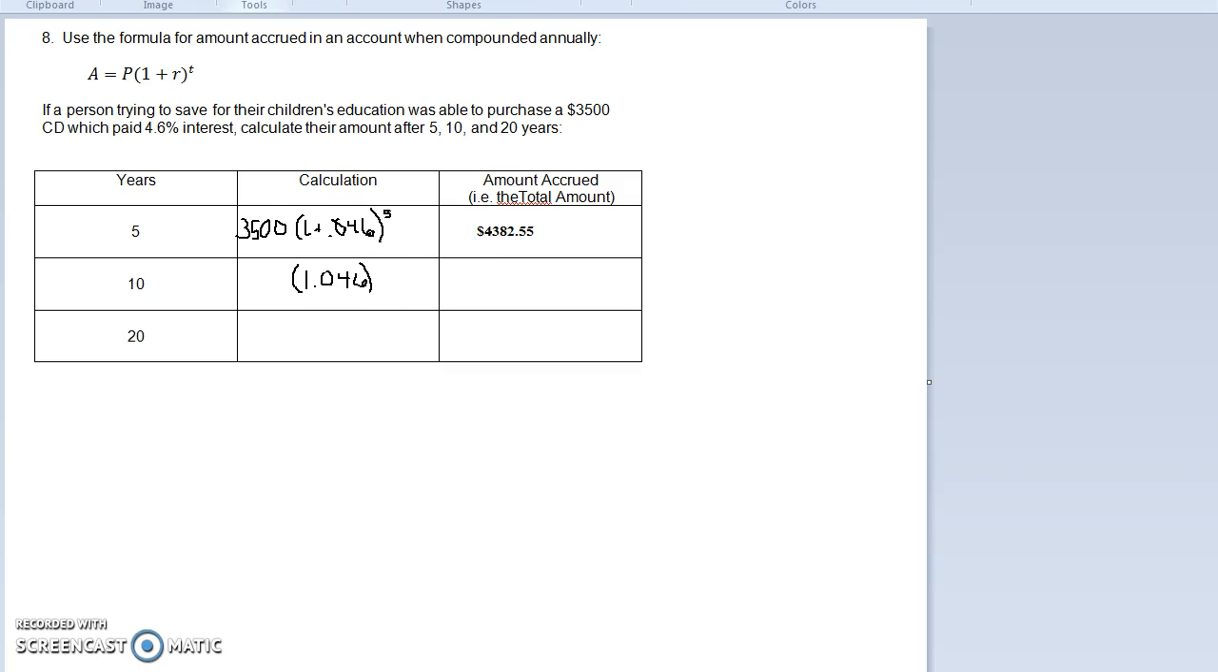Now for these other ones, now that we have a formula, this is a lovely thing about formulas, we just can put in our new values. So it's $3,500 times 1.046 to the 10th, and $3,500 times 1.046 to the 20th.